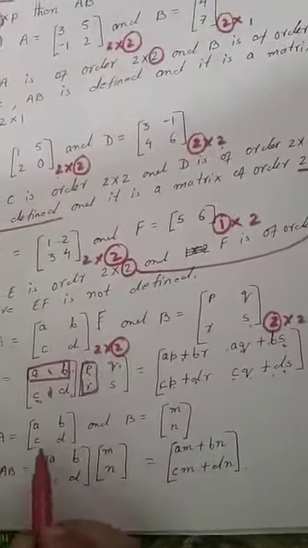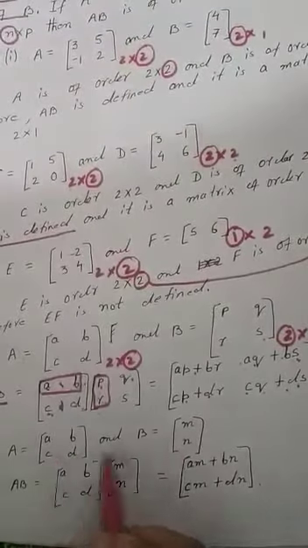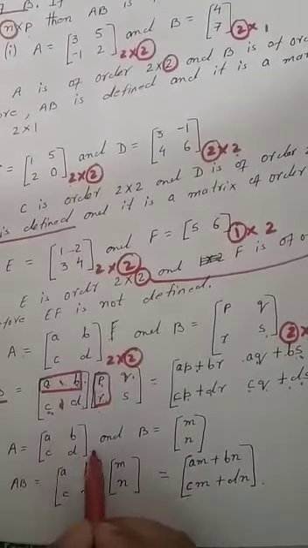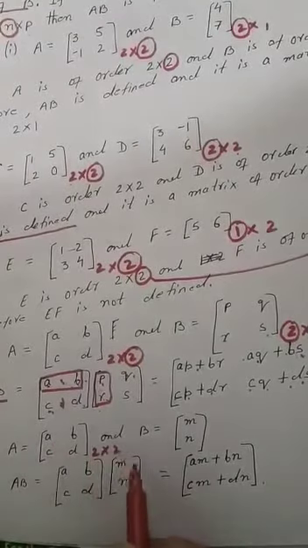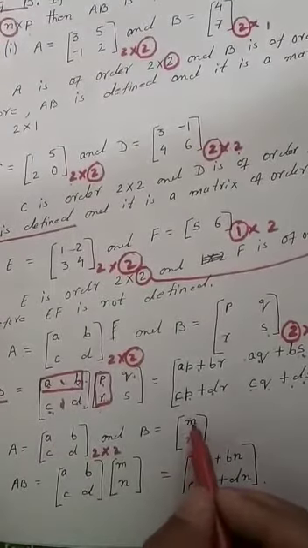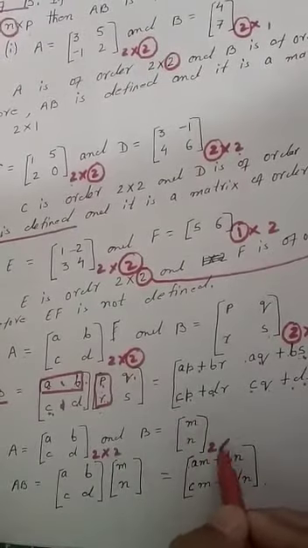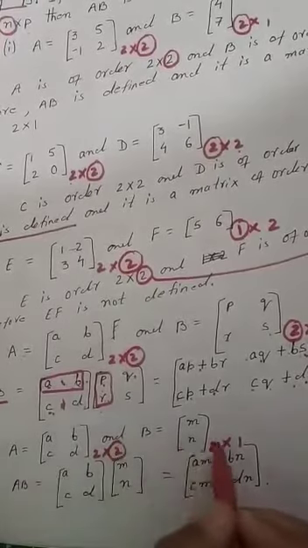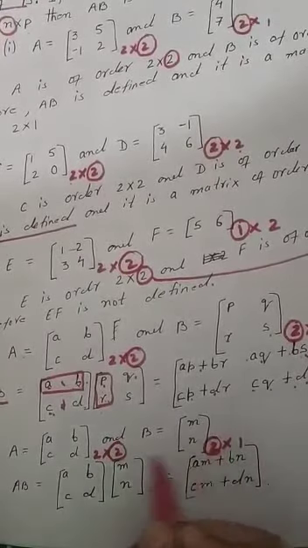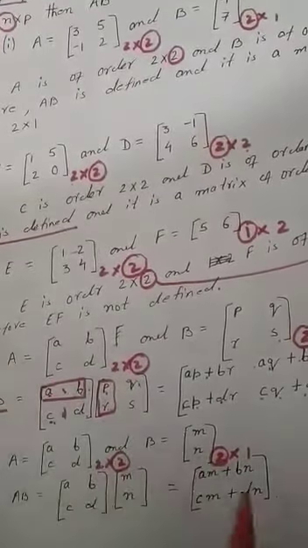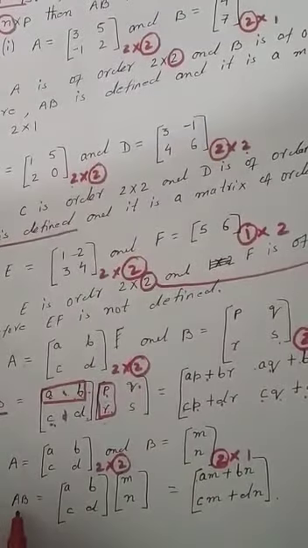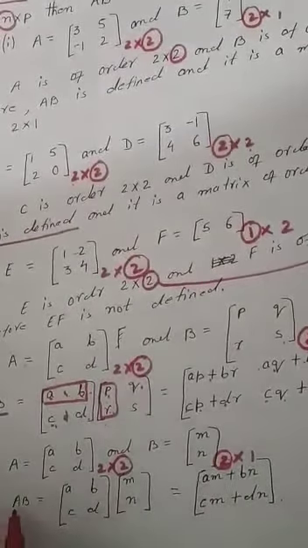In the second example, they are not square matrices. See, the order of A is 2 by 2, and the order of the second matrix is 2 rows and 1 column. So the columns here is 2 and the rows here is 2. We can multiply these two matrices, but the second one is not a square matrix. Now how do we get the product AB?